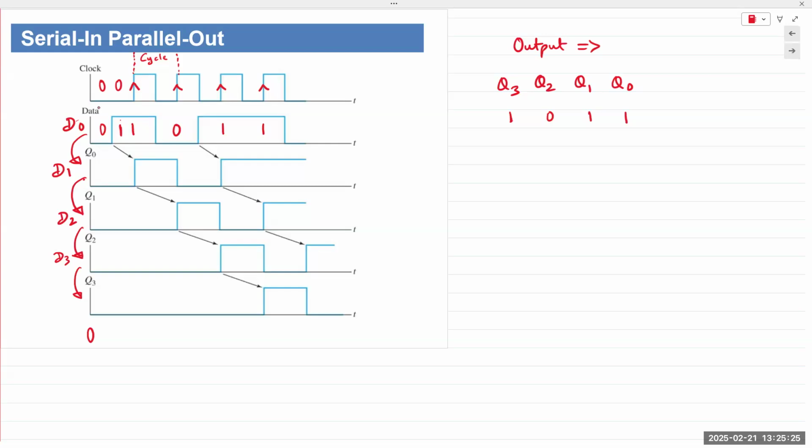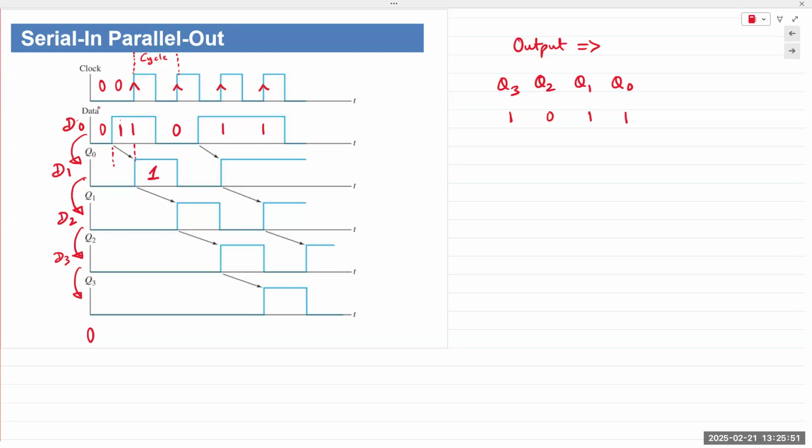Positive edge of the clock arrives, meaning there's a delay. This is the delay right there. Positive edge of the clock arrives, it is now sent to the output. And hence this arrow right here. The one that was available at the input is now sent to the output. So you have a 1 right here.